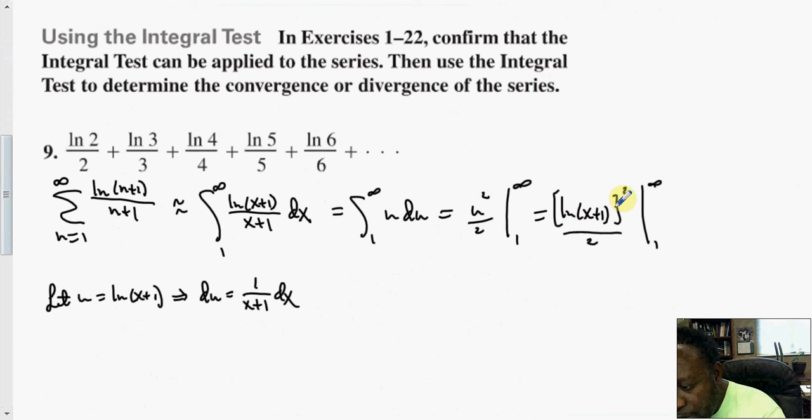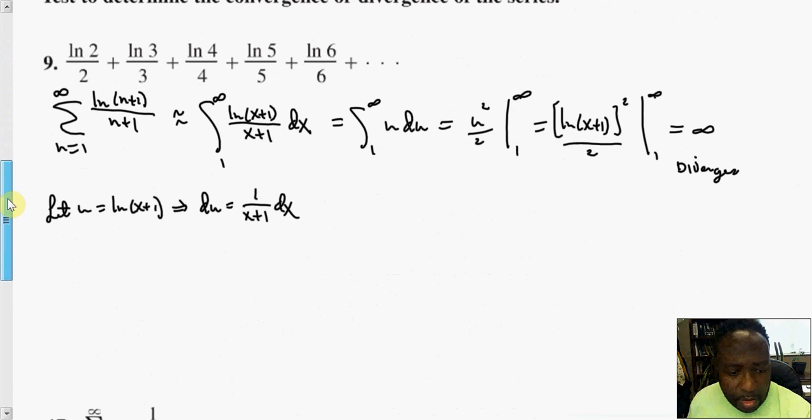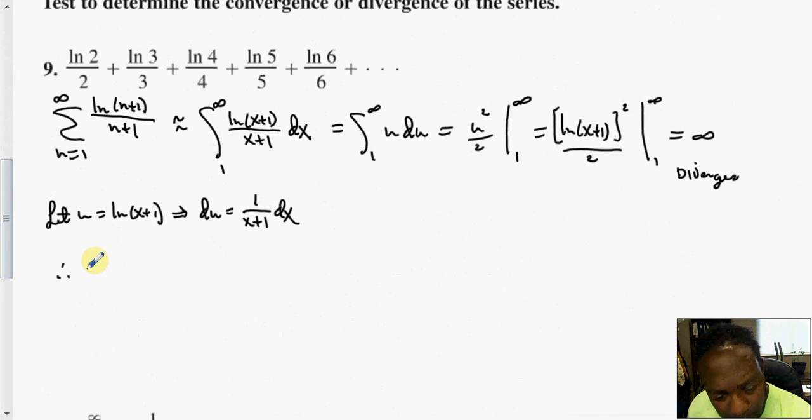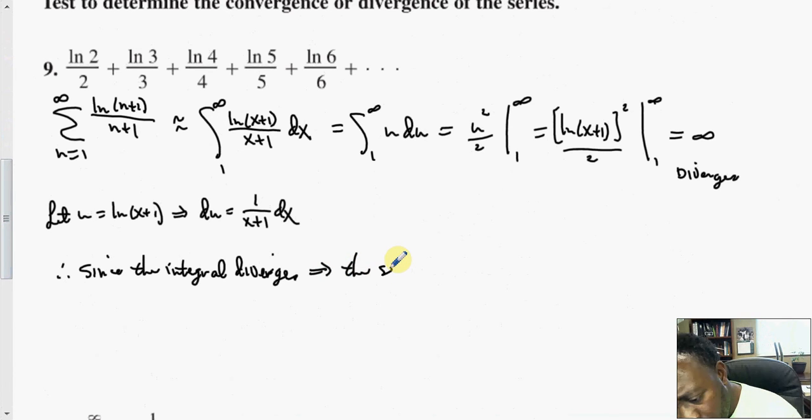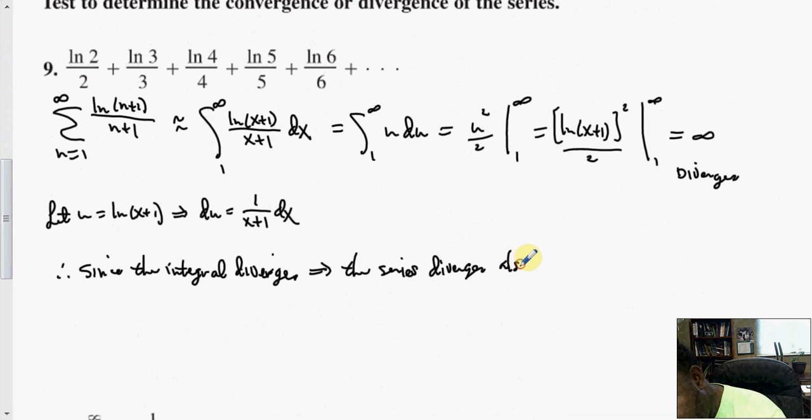Well, this gives you the natural log of infinity squared, all divided by 2, which is infinity. So the integral diverges. So since the integral diverges, this implies the series diverges also.